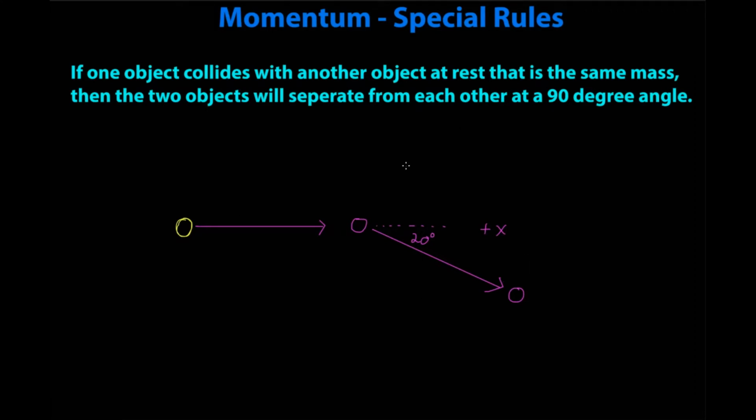Well, if they separate at a 90-degree angle, then the yellow ball is going to go this way. And if this is 20 degrees, this is going to be 70 degrees. So it would be 70 degrees above the positive x-axis. Again, very rare, but it does come up every now and then.